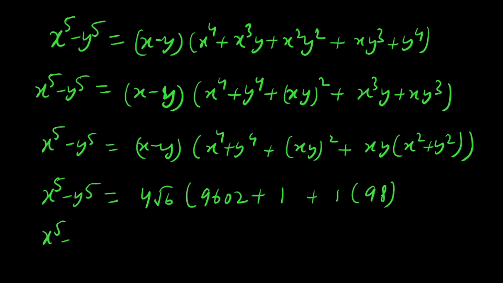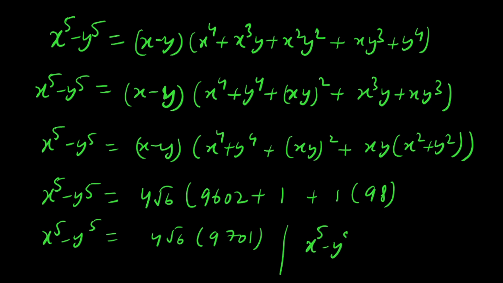Now x power 5 minus y power 5 equals 4 times square root of 6 times the bracket. If we solve this bracket, then you will get 9701. Then our final answer is x power 5 minus y power 5 equals, if we multiply 4 by 9701, then you will get 38,804 times square root of 6. This is our final answer.